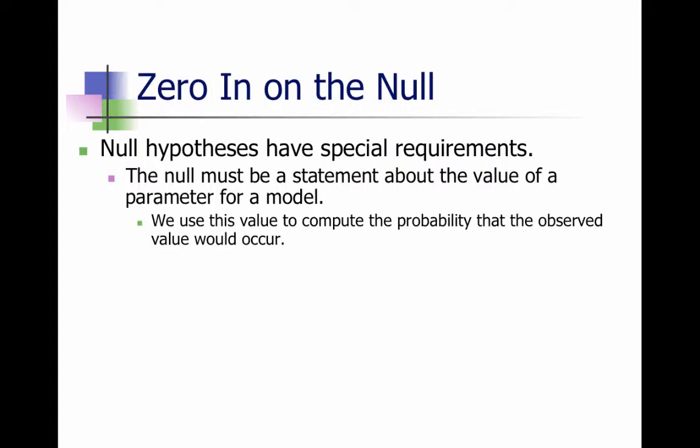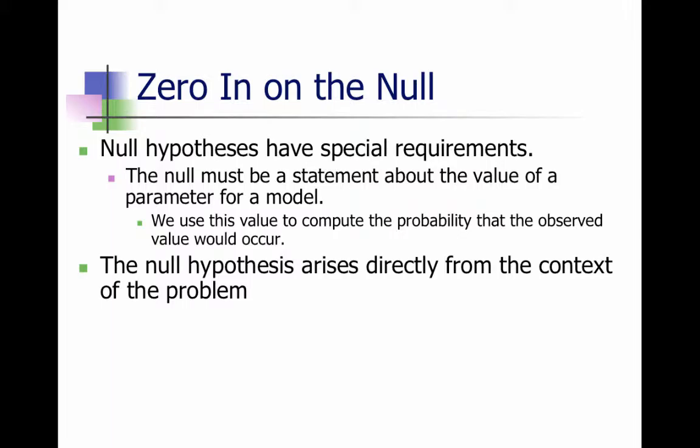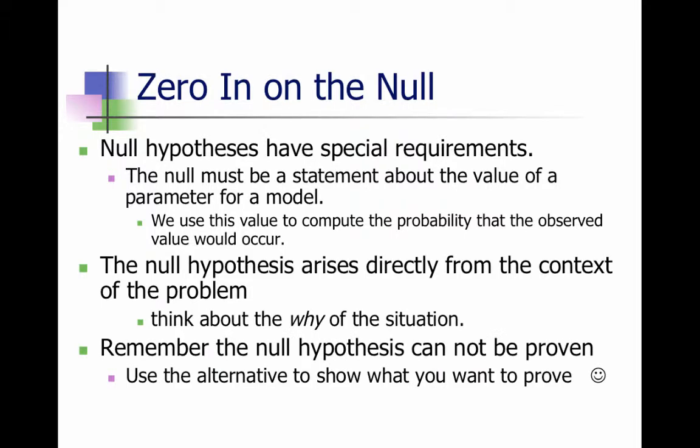We use this value to compute the probability that the observed value would occur. This probability is our p-value, which is the probability that our sample proportion would occur based on our null hypothesis being true. The null hypothesis arises directly from the context of the problem. We want to think about the why of the situation. And it's also important to remember that the null hypothesis cannot be proven.